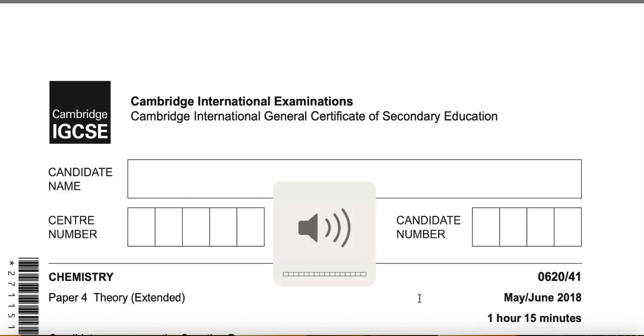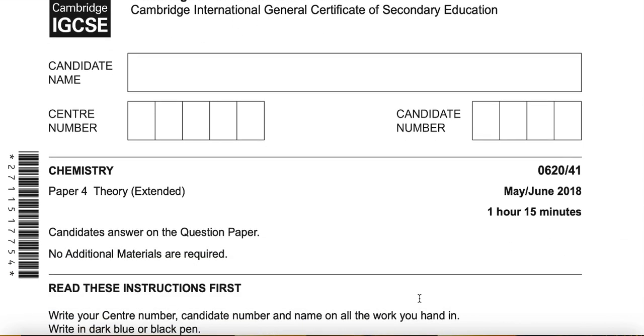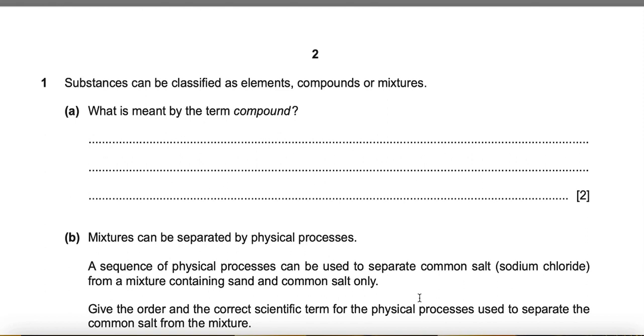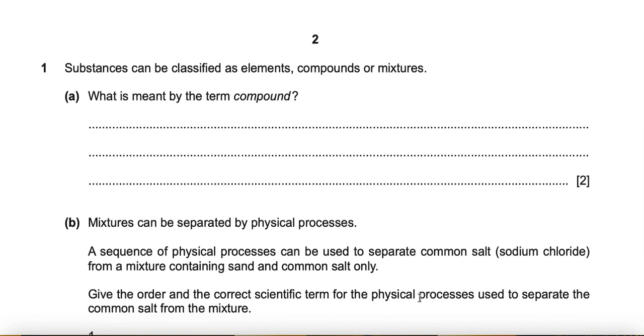Today we'll be looking at chemistry, paper 4, May/June 2018, Cambridge IGCSE. So without much ado, let's quickly begin. First question: substances can be classified as elements, compounds, or mixtures. What is meant by the term compound? What is the meaning of a compound?